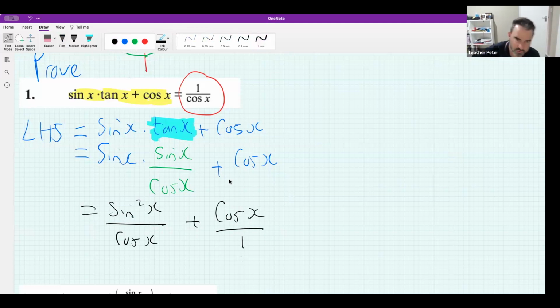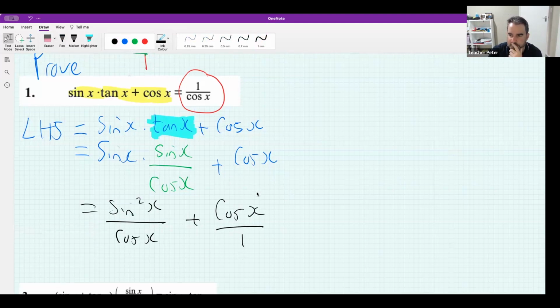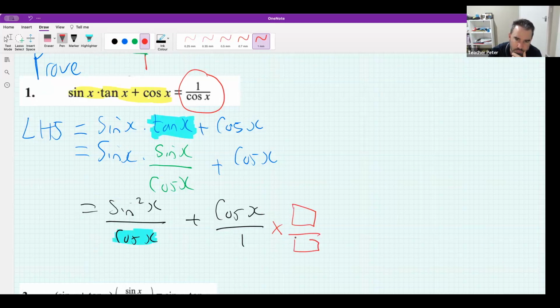But I want suggestions from the class. What do I need to do to allow two fractions to be added together? I think they need to have the same denominator. So at the moment, cos x is the denominator here, but I need to force this one to have the same denominator. So I'm going to times the top and bottom by the same thing, something in the red box. What am I going to put in the red box? What do you think goes in the red box?